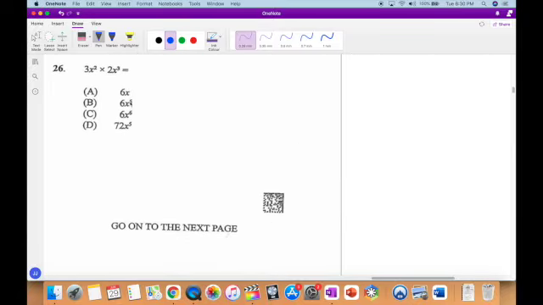3x squared multiplied by 2x cubed, and I could actually say 3 2s are 6, and then x to the 5th, so that is b.